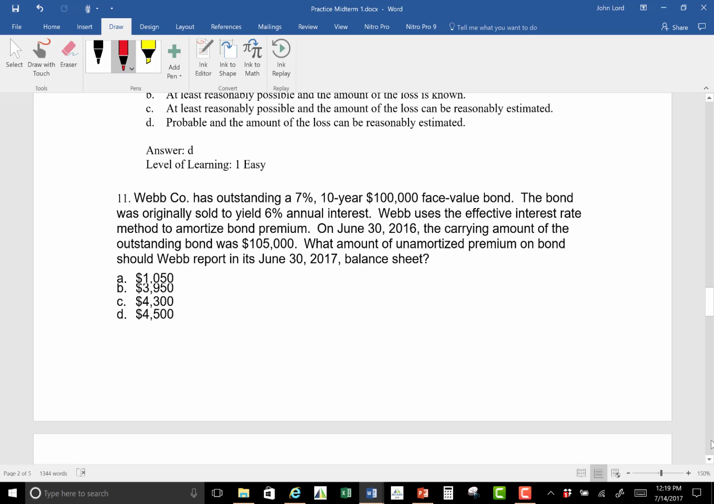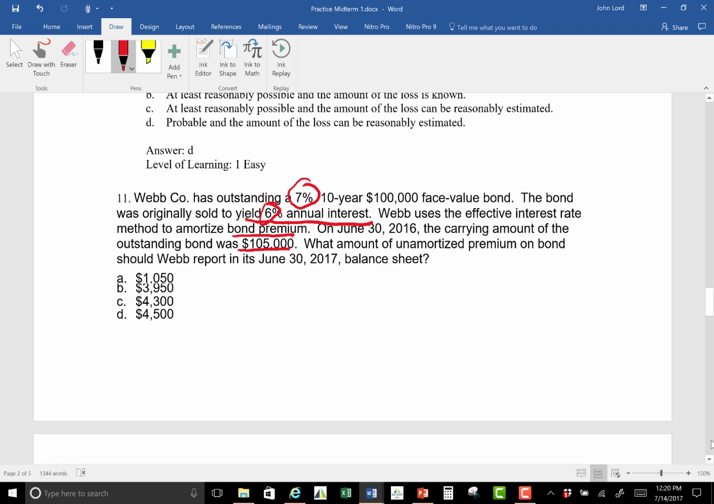We have this web company that has an outstanding 7%, 10-year, $100,000 face value bond. The bond was originally sold to yield 6%. That's the effective interest method, isn't it? That's the stated rate? The 6%? No, it's not. You're right. That's the market rate. Thank you. Okay. Because it's a yield when they say that, and it did sell at a premium, right? And since it sold at a premium, we know that the stated rate has to be higher than the market rate, right? Okay, thanks.